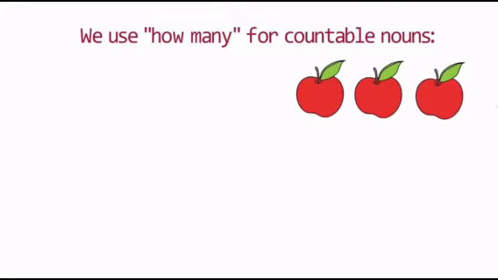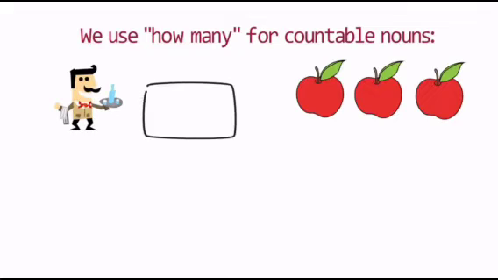So we use how many for countable nouns. For example, here we have 3 apples. You can say how many apples. So how many apples are there? There are 3 apples. Great.